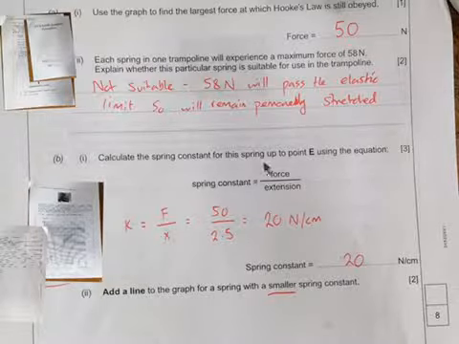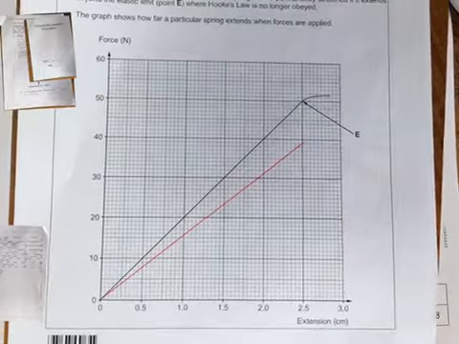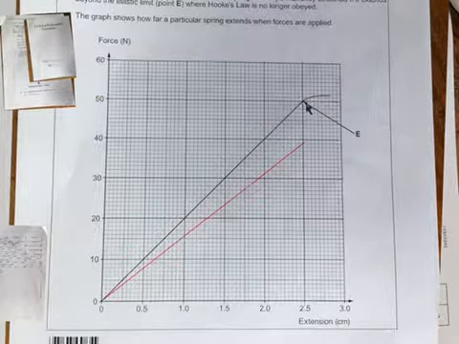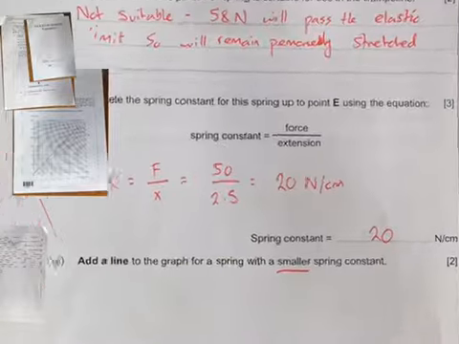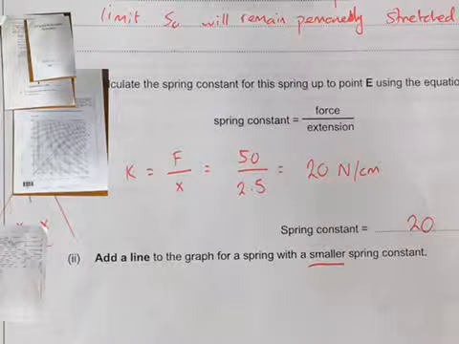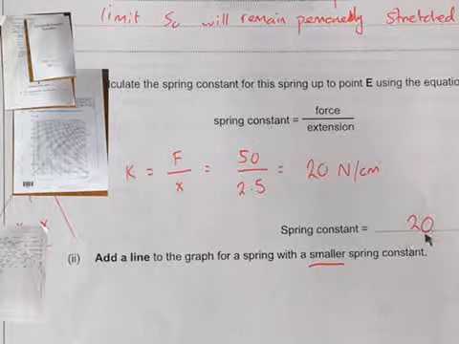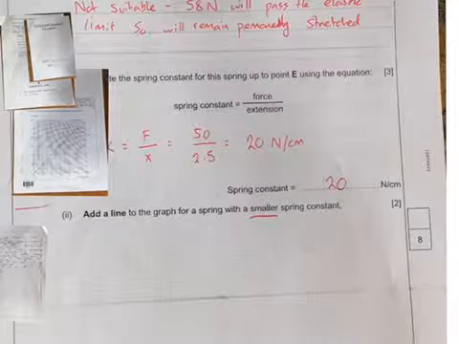Calculate the spring constant for the spring up to the point of E using this equation. So I'm looking for E. So at E it was 50, and then 2.5 was the extension. So that's why it's 50 over 2.5 there, because I've just followed this equation. I get 20 newtons per centimetre.